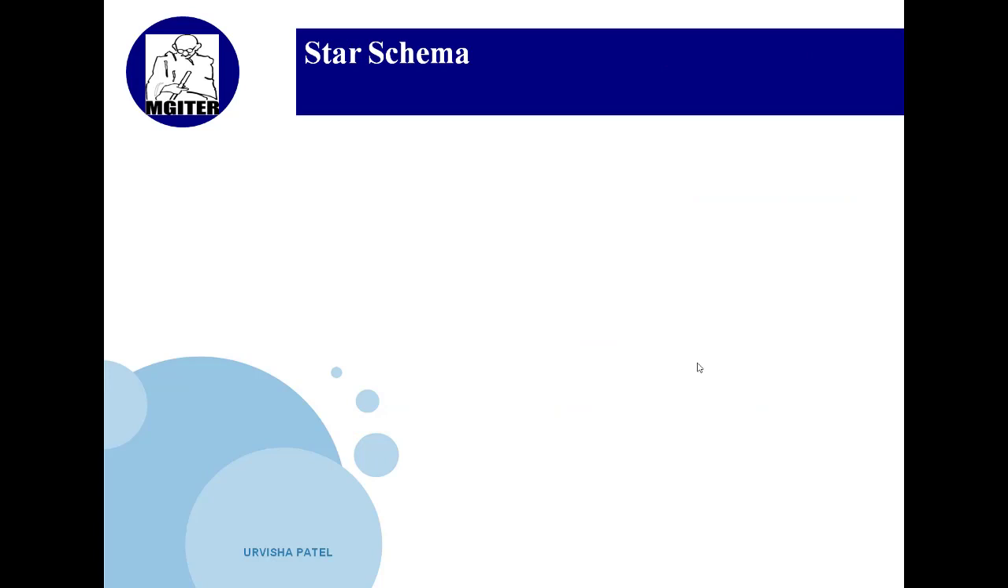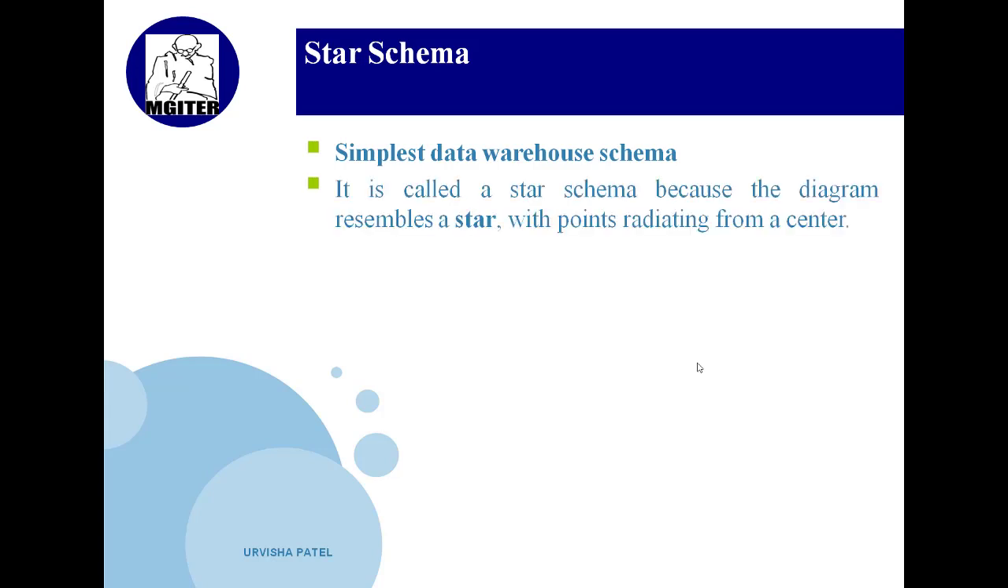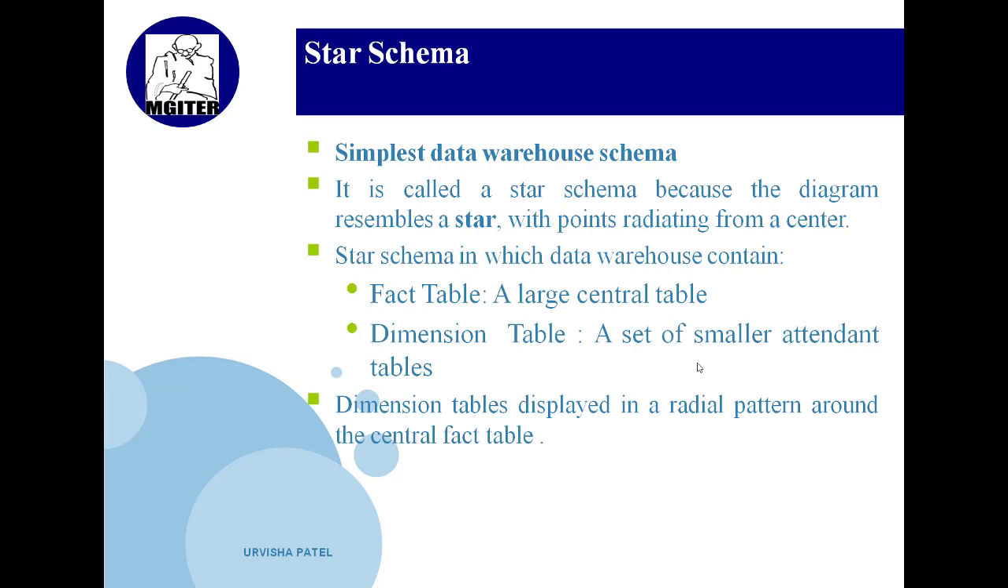First is star schema. Star schema is a simple data warehouse schema. In this schema, the data warehouse contains a fact table and dimension tables. The fact table is a large central table, which we will see in the next example, and dimension tables are a set of smaller attendant tables. Dimension tables are displayed in a radial pattern around the central fact table. This schema is called star schema because the diagram resembles a star.